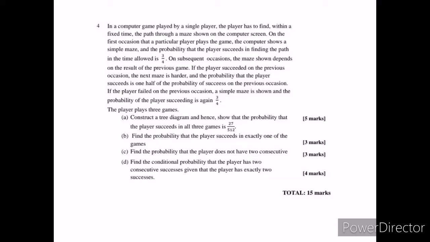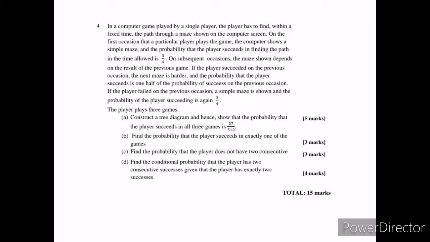The question is, in a computer game played by a single player, the player has to find within a fixed time the path through a maze shown on the computer screen. The first occasion that a particular player plays the game, the computer shows a simple maze, and the probability that the player succeeds in finding the path in the time allowed is 3/4. On subsequent occasions, the maze shown depends on the result of the previous game.